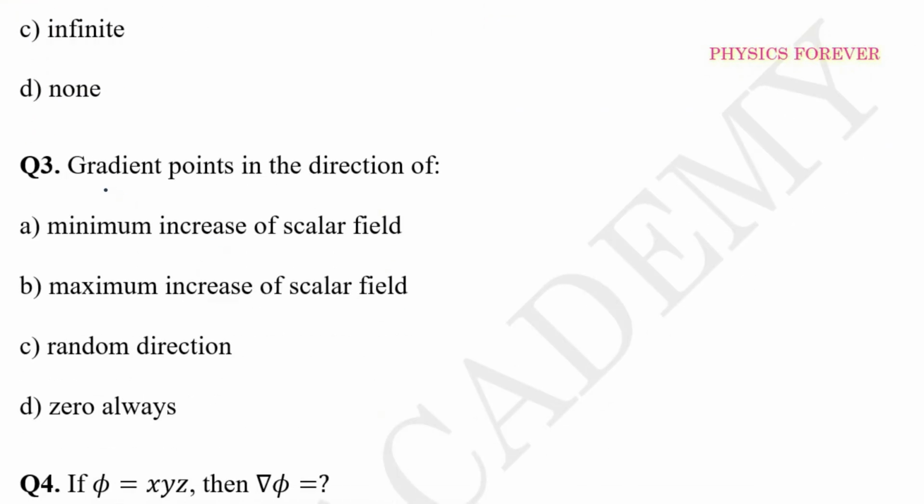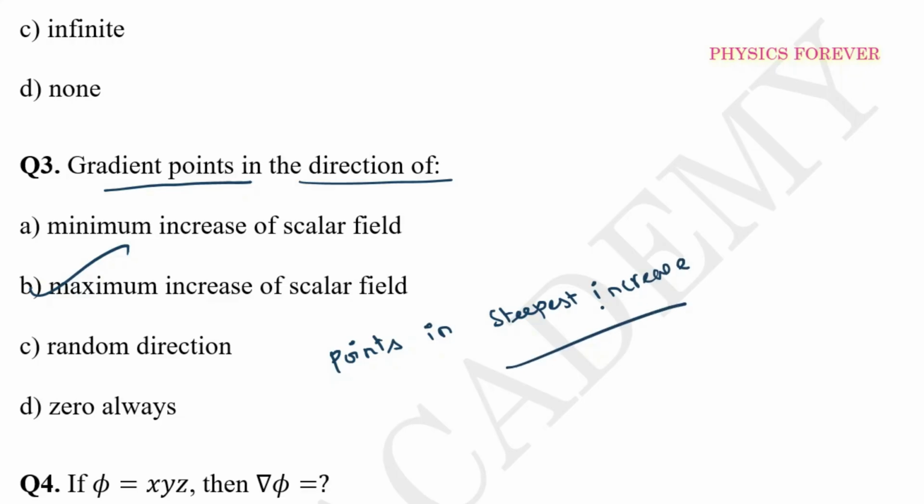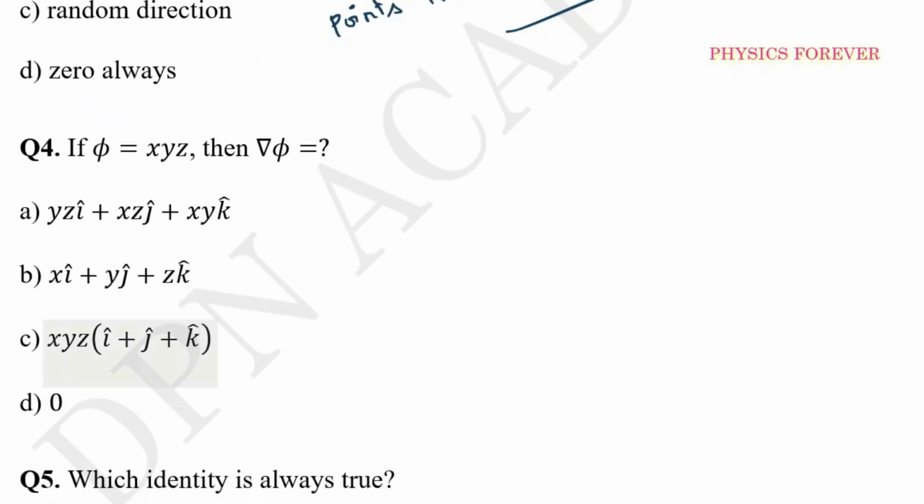Then question number 3, gradient points in the direction of, option B is correct. These are all the basic definitions for gradient. Gradient points in the direction of maximum increase of the scalar field. இது மாதிரி கொடுப்பாங்க, points in steepest increase. So option ல இது மாதிரி கொடுப்பாங்க. Okay. So option B is correct.